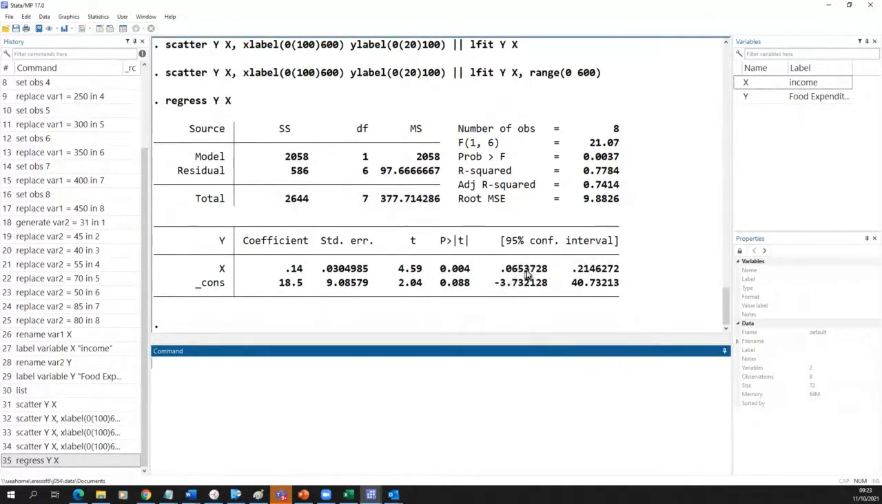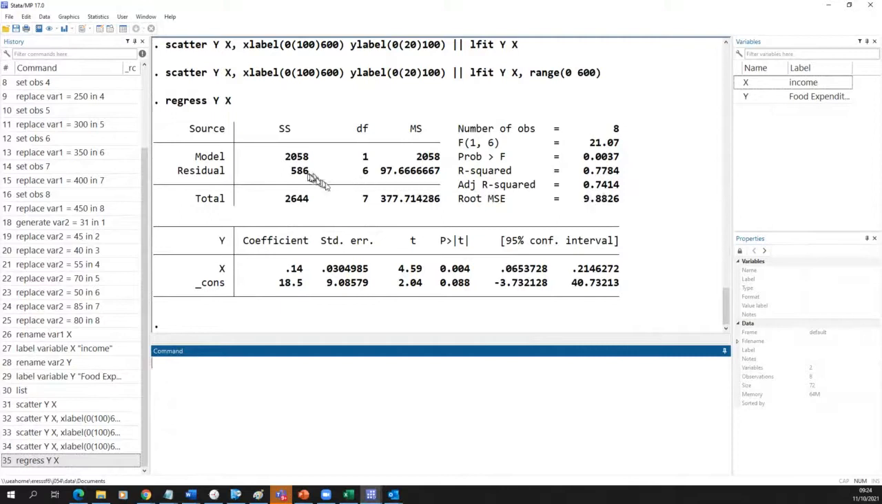Then we have the confidence interval. The confidence interval we worked out earlier, and we've got the same thing there. That's the lower and upper bound of the confidence interval for the slope and for the intercept. And what else have we got here? F statistic, R squared, we don't know about them yet. Root MSE, that's the thing that we call sigma hat.